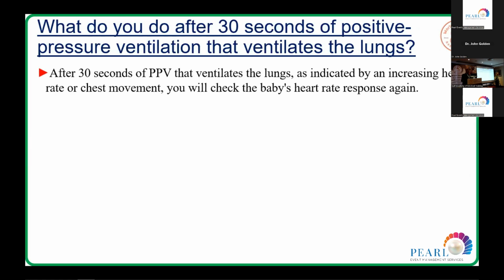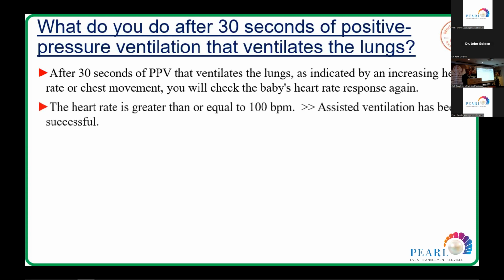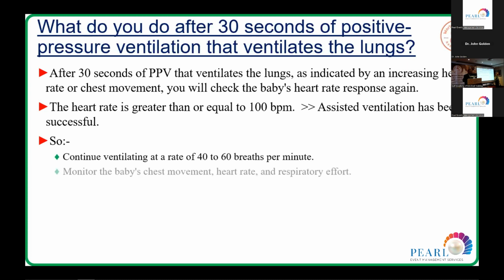After 30 seconds of PPV that ventilates the lung, as indicated by increasing heart rate and chest movements, you will check the baby's heart rate response again. If the heart rate is greater than 100, assisted ventilation has been successful. So continue ventilating at a rate of 40 to 60 breaths per minute. Monitor the baby's chest movement, heart rate, and respiratory effort. Adjust the FiO2 as needed based on the pulse oximeter.